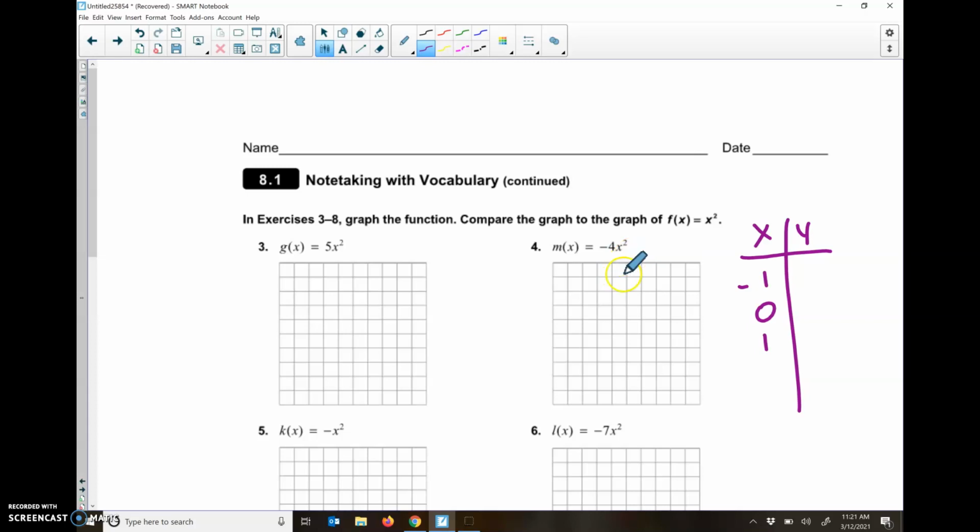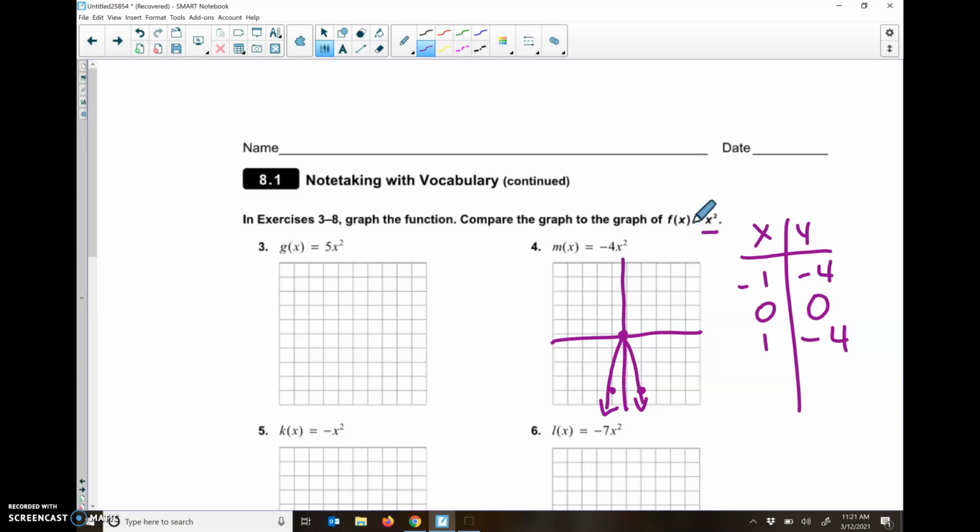So if I plug in -1 there, so -1 squared is 1. 1 times -4 is -4. Plug in 0, 0 squared is 0, and 0 times -4 is 0. And then if I plug in 1, 1 squared is 1, and 1 times -4 is -4. So if I'm looking at my points here, so 1, 2, 3, 4, -4, my graph's going to look like that, facing downward. Okay, and then it says it wants us to compare it to x squared.